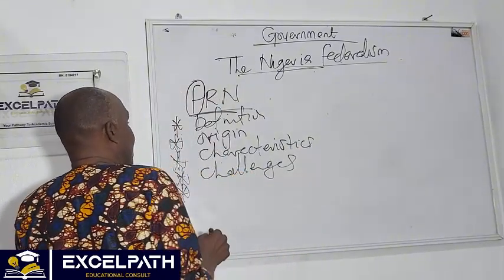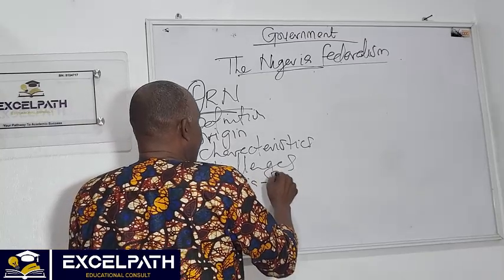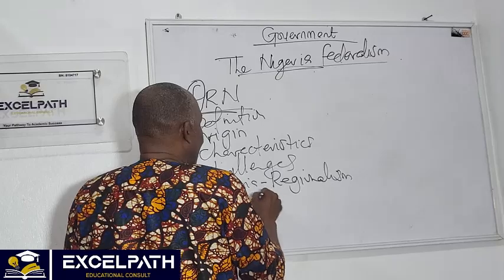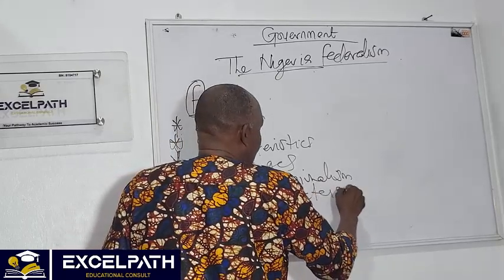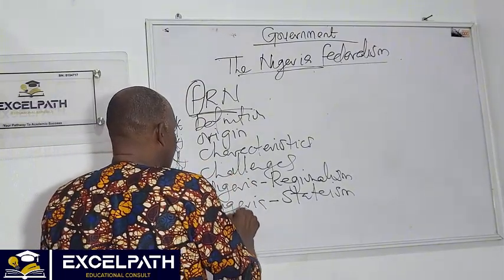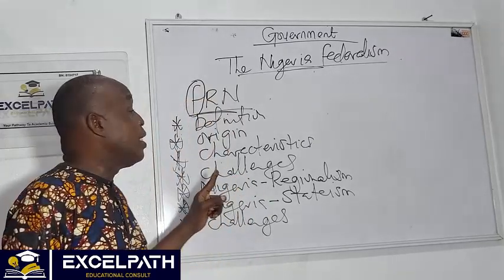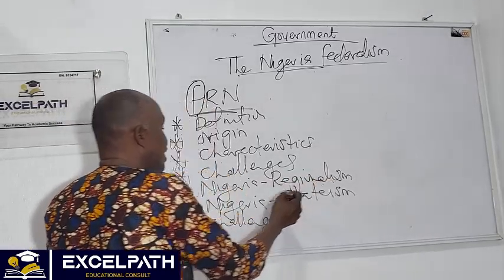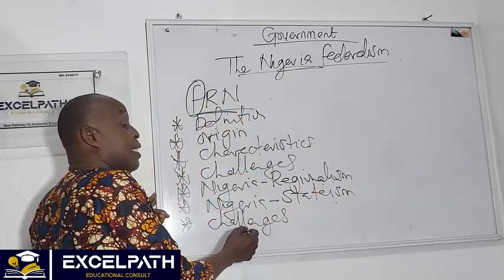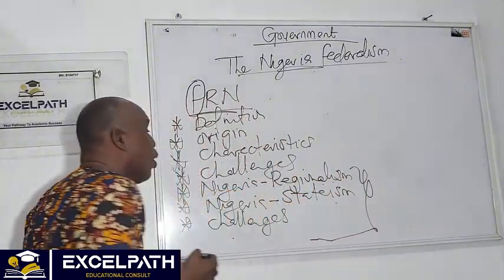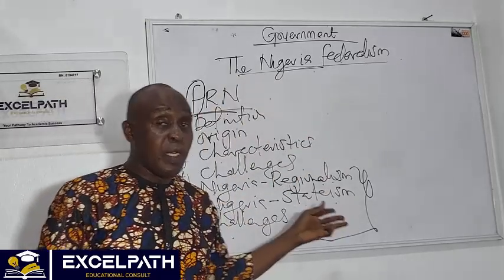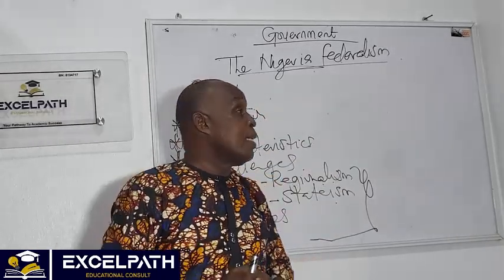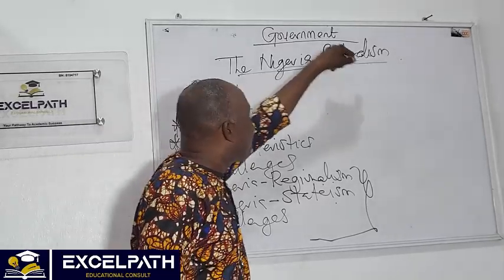And then we now look at Nigeria federalism and regionalism, and then we look at Nigeria federalism and statism, and then we look at the challenges confronting Nigeria federalism. So, of course, from this aspect of Nigeria and regionalism, Nigeria and statism, as well as the challenges, we'll be able to have a better understanding of when Nigeria was operating on the basis of a region, and of course when Nigeria came into the structure of statism. Now, before we go deeply into that, what is Nigeria federalism?